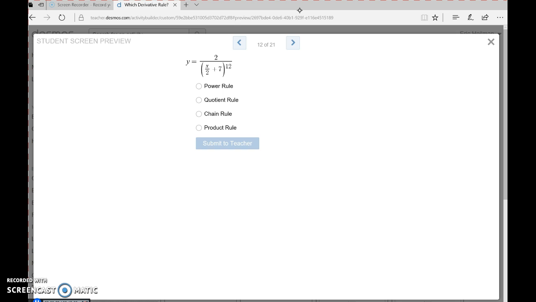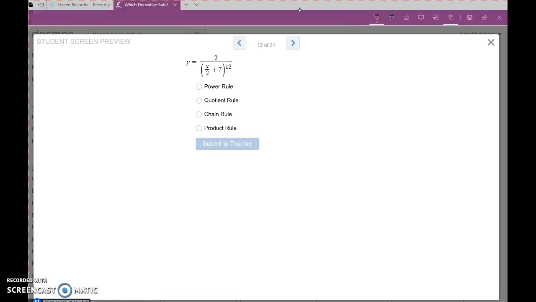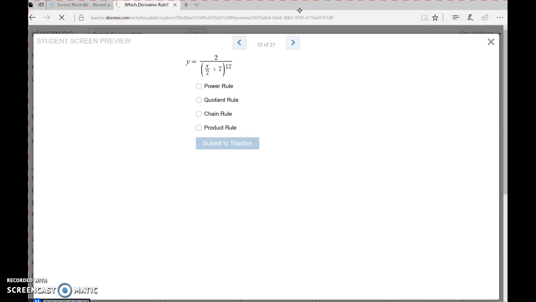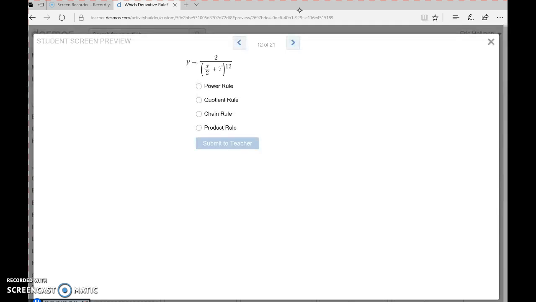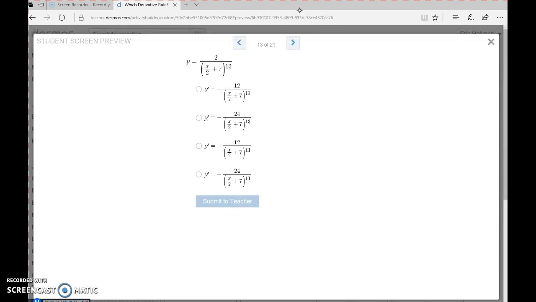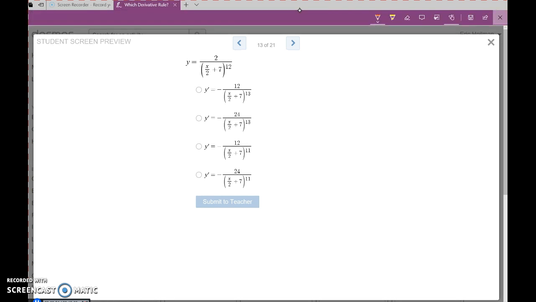Okay, so in this problem, again, it looks tempting to use the quotient rule, but we're not going to. We're actually going to use the chain rule instead because the quotient rule is the devil. So here we go. The first thing I'm going to do is rewrite this. Y equals 2 times x over 2 plus 7 to the negative 12th. And now I'm going to use the chain rule. I've rewritten this so that there's no fraction bar.